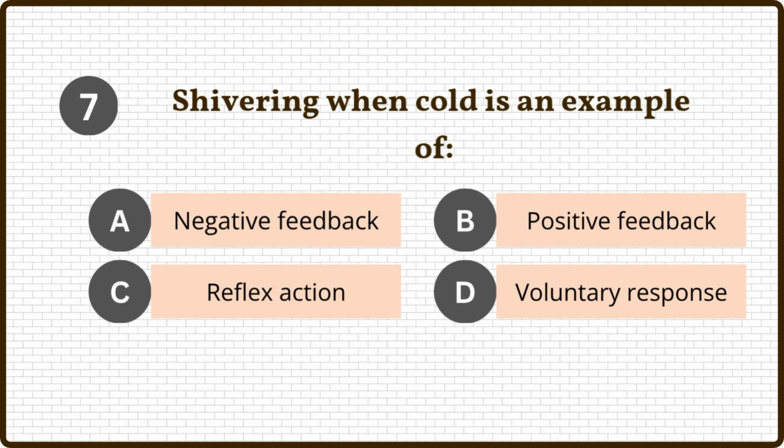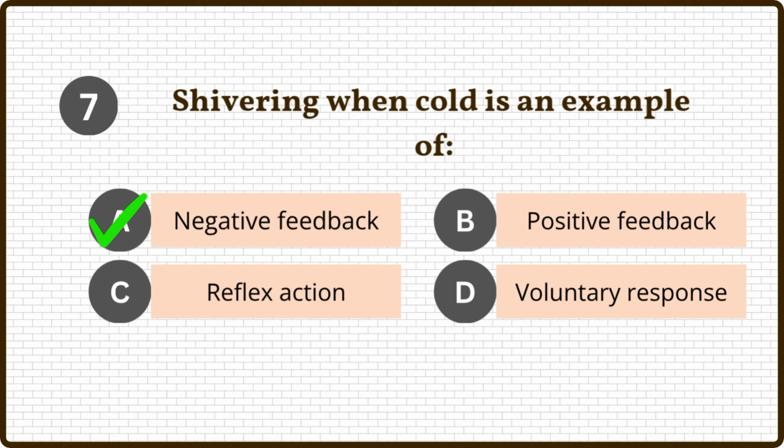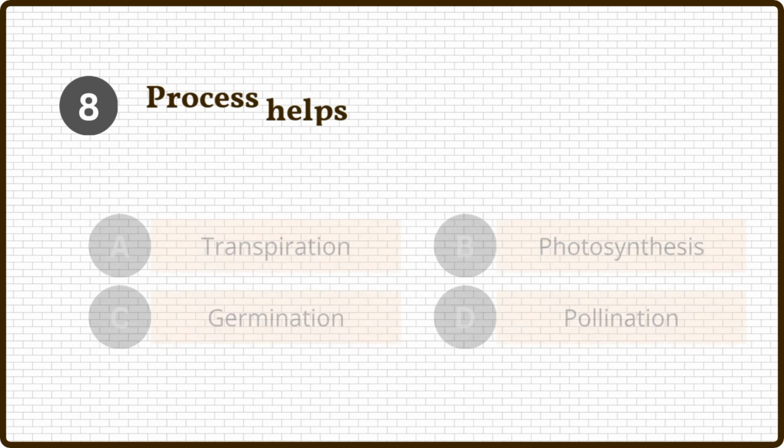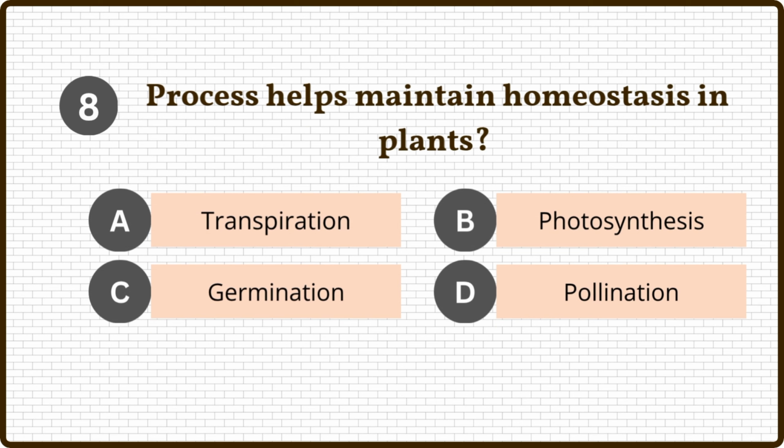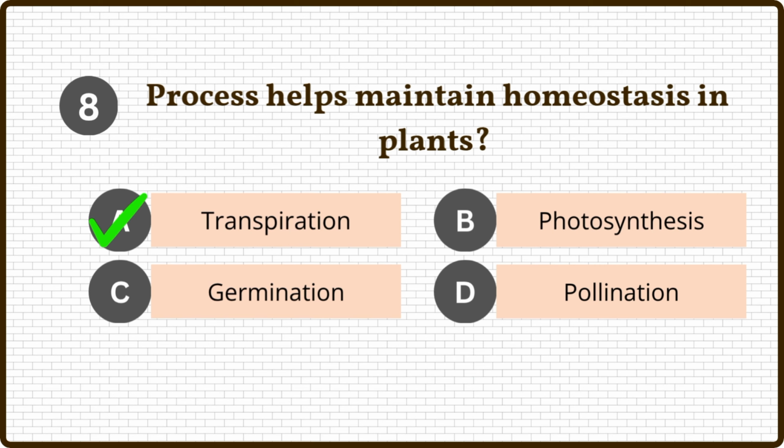Shivering when cold is an example of negative feedback. Process helps maintain homeostasis in plants. Transpiration.